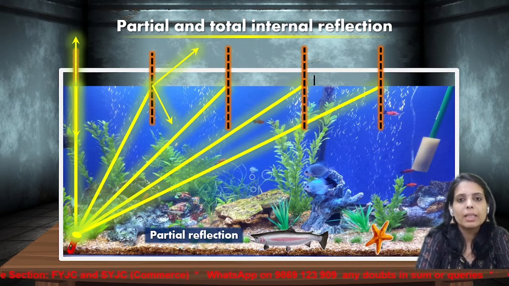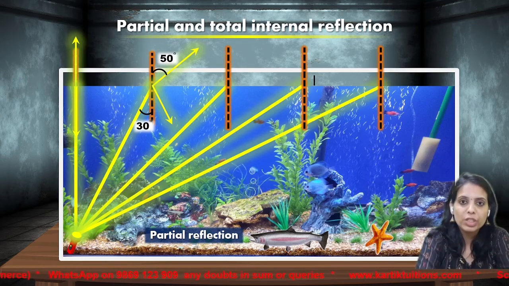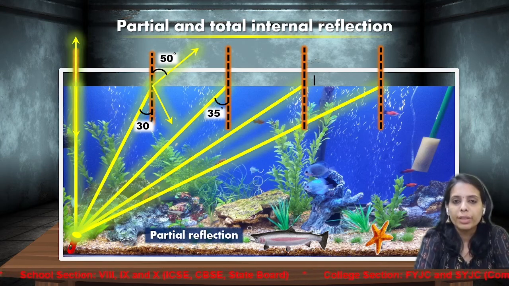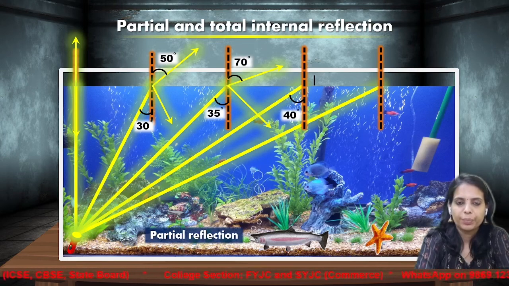In this case, let us consider our angle of incidence to be 30 degrees, for which our angle of refraction is 50 degrees. Now let us keep increasing the angle of incidence and see what happens. For angle of incidence 35 degrees, our angle of refraction becomes 70 degrees. Let's increase it further to 40 degrees and see what our angle of refraction is. It's coming to be 90 degrees.